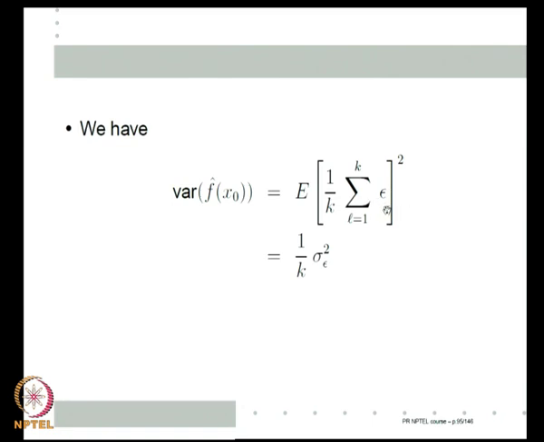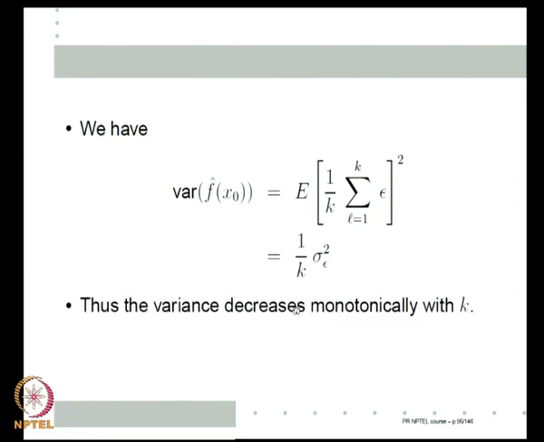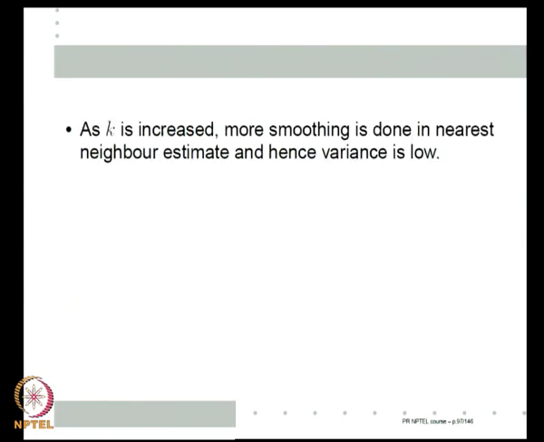Essentially, it is epsilon l, in the sense it is the noise random variable that corrupts that particular training data. They are all independent anyway. So, all the cross terms will go away, and any single epsilon square term is nothing but sigma square epsilon, and the 1 by k inside the square becomes 1 by k square. So, ultimately I get sigma square epsilon by k. What it means is, if I am using a nearest neighbor estimator, the variance decreases monotonically with k. This is intuitively very clear.